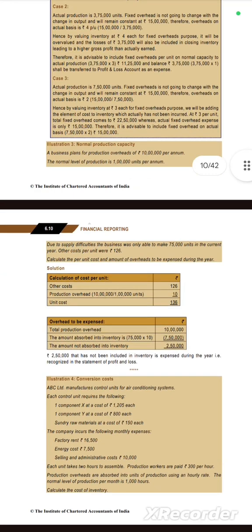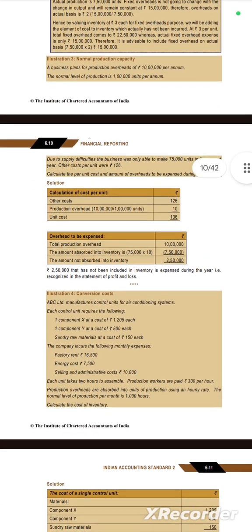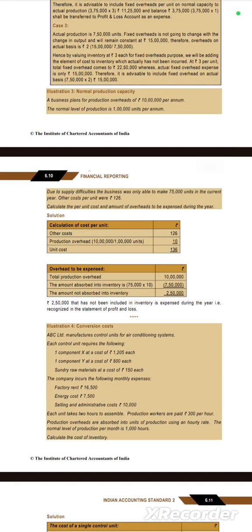There is one more example where the annual production overhead is 10 lakh rupees and the normal level of production is 1 lakh units. With difficulties, the business was only able to make 75,000 units. The other cost is given as 126. We can calculate the per unit overhead by dividing 10 lakh by 1 lakh units, which gives us 10. So the total would be 136.